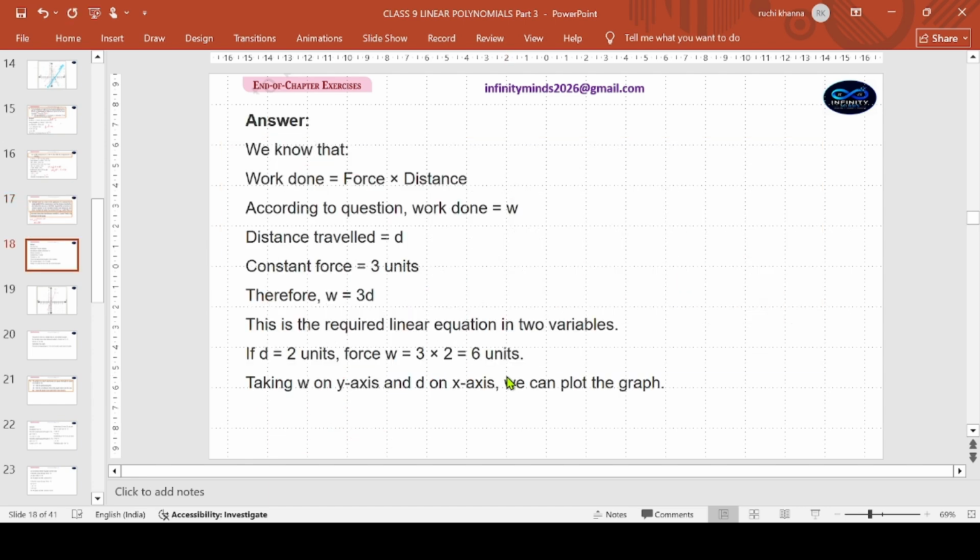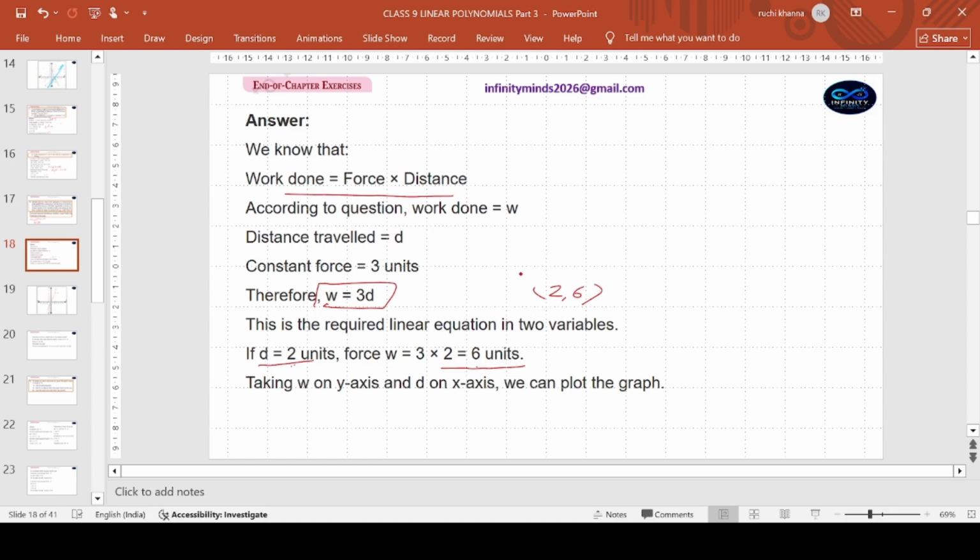Okay, let's just see the answer. We know work done is force into distance. This is given in that 4 or 5 line question. This is what they are conveying. Then the symbols given, in simple words, W is equal to 3D. Now if D is 2, W becomes 6. Naturally 3 into 2. Now let us plot it on the graph. So what is the distance-force graph now after all? If this is 2, work done will be 6. 2 comma 6 becomes your point to be plotted.